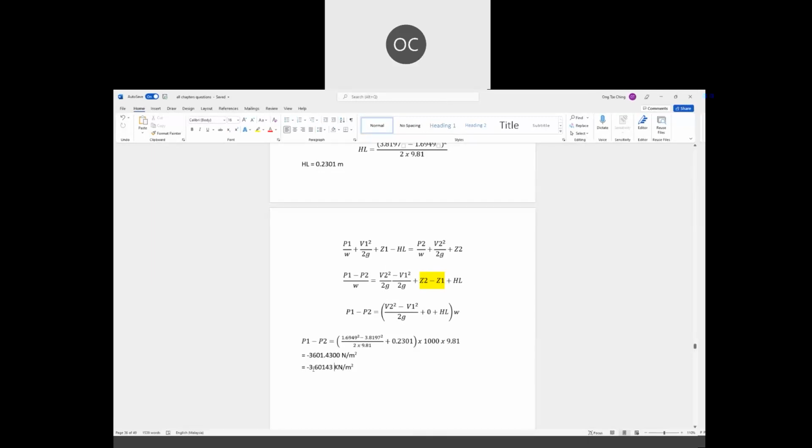Okay, so negative 3.60143 kilonewton per meter squared. That will be the final answer for this. If you obtain a negative value for pressure or any differences, don't panic. If we obtain a negative value, it means P2 pressure is greater than P1. That's the only indicator. If you rearrange this equation to be P2 minus P1, you will obtain the same figure, but as a positive value. So don't panic.